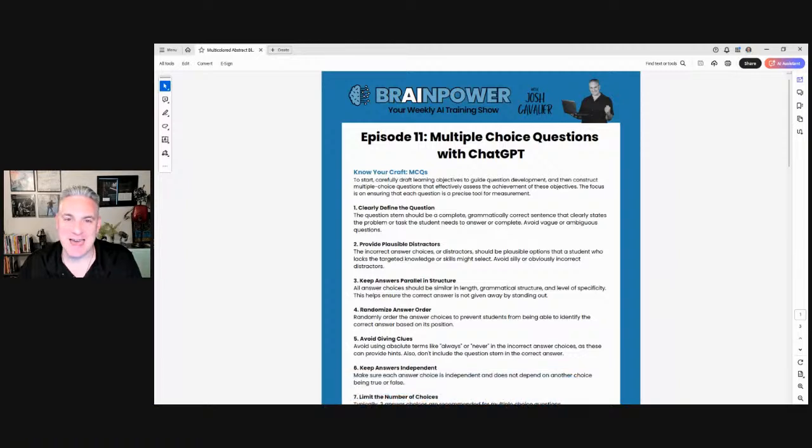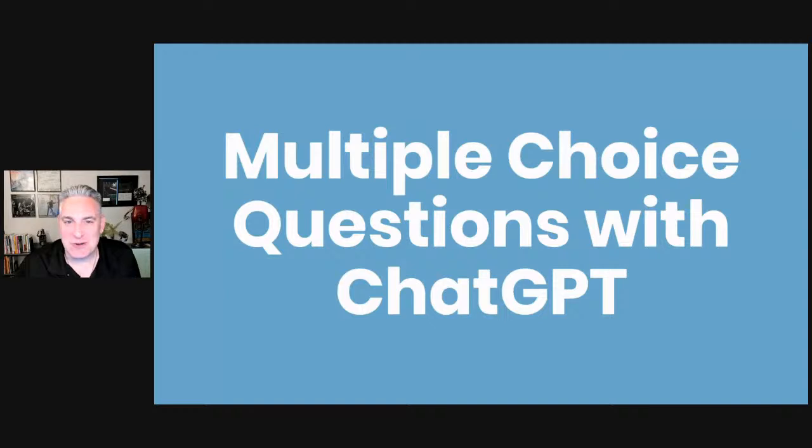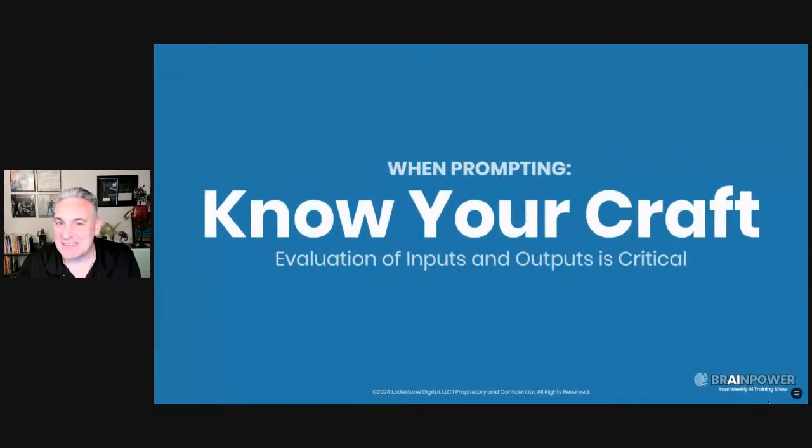Okay, very good. So with that, let's jump into our topic, multiple choice questions with ChatGPT. The first key concept here is you've got to know your craft. You could go into ChatGPT or Gemini or Claude and just ask it to create multiple choice questions on whatever topic as a zero-shot prompt. You'll get some results back, but we really don't have time to go in and make corrections or leverage multiple choice questions with an incorrect format.